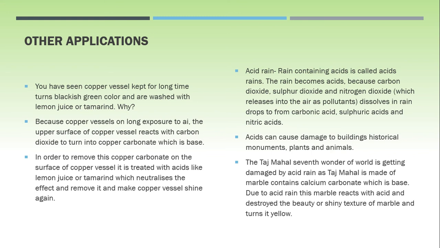This copper carbonate is actually a base and it gets stuck on the surface of the copper vessel. Now in order to remove this copper carbonate from the surface of the copper vessel, it is treated with an acid. Now we know what will happen. Copper carbonate is a base and you are treating it with acid, like lemon juice and turmeric, which contain acid. Now this base and acid will neutralize, as a result they will react, and the copper carbonate gets removed. After it is removed, the copper vessel shines again, meaning it retains its shininess.